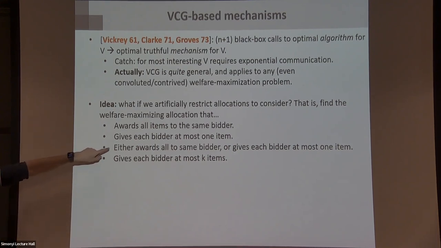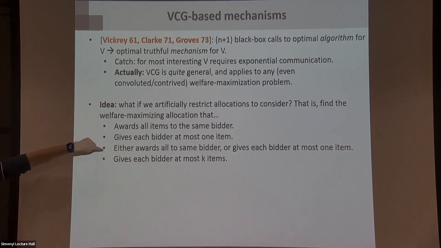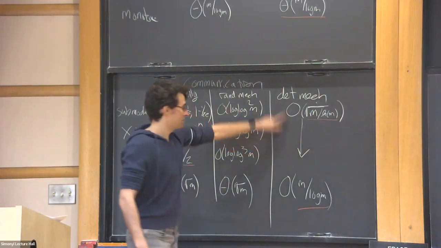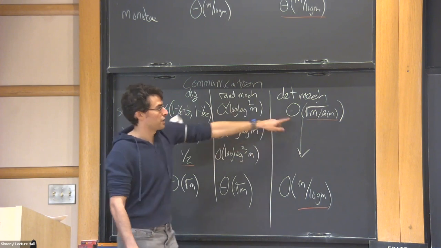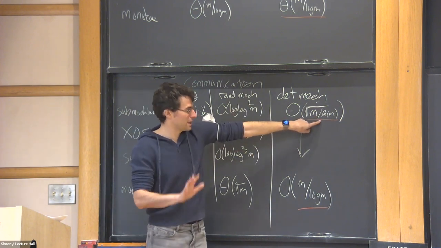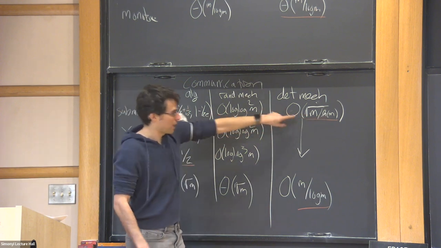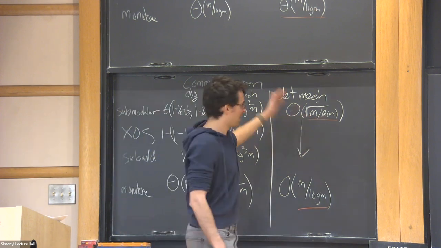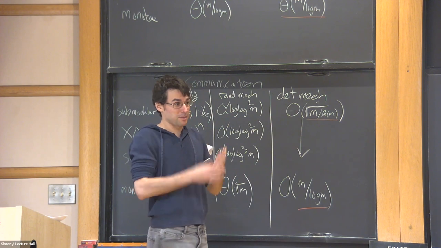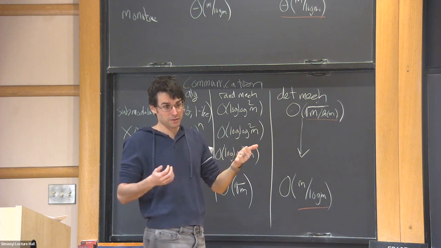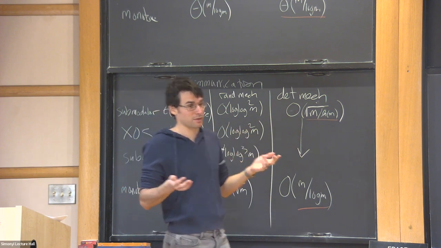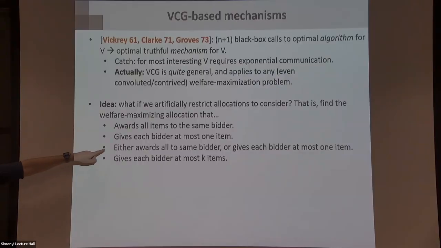This is the best deterministic mechanism that we know for all of these results. Or sorry, we slightly improved it to M over log M. But prior to this slight improvement, this is the best thing we knew how to do. This is the best deterministic mechanism for submodular, subadditive, or fractionally subadditive valuations. And the proof that this works is fairly short.